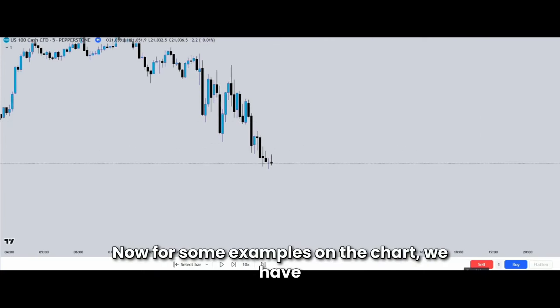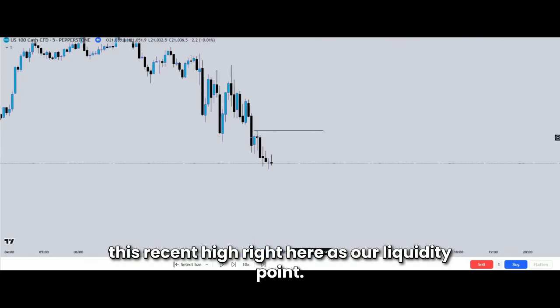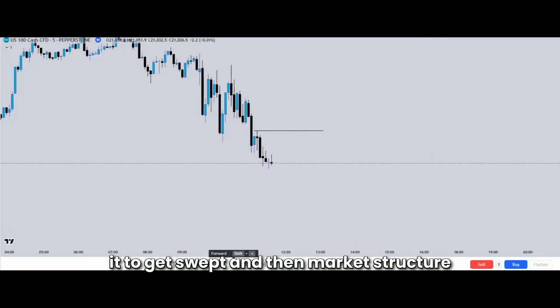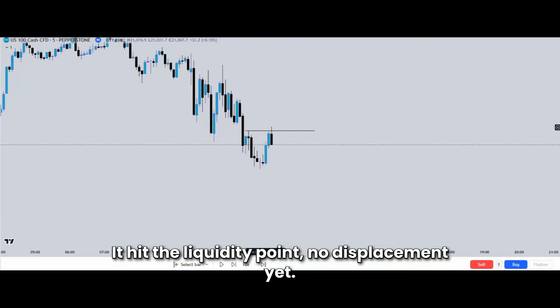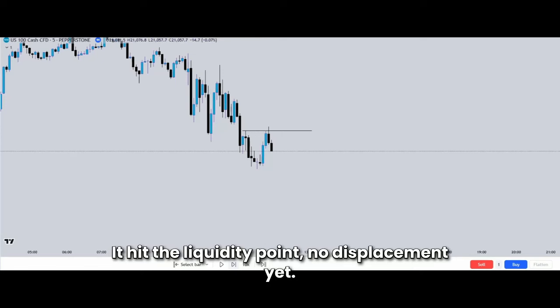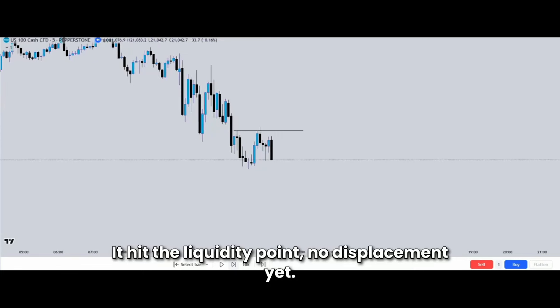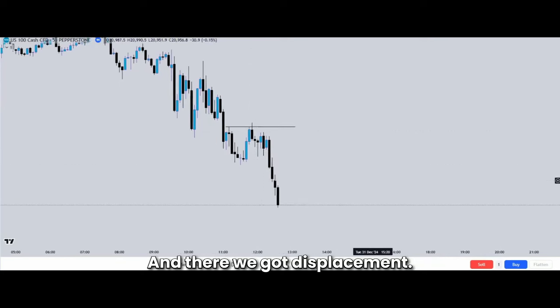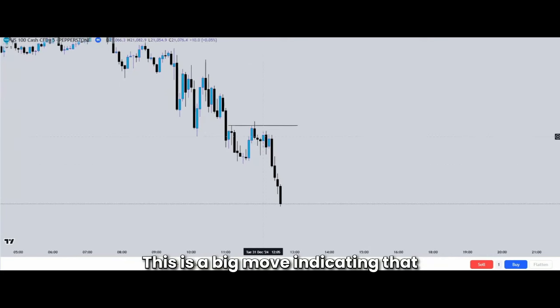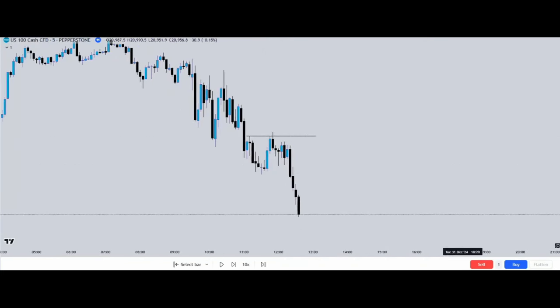Now for some examples on the chart. We have this recent high right here as our liquidity point. And now we're just going to wait for it to get swept, and then market structure shift, displacement, and fair value gap. So let's wait for that. Right there, it hit the liquidity point. No displacement yet. And there we got displacement. This is a big move indicating that the market wants to go down.